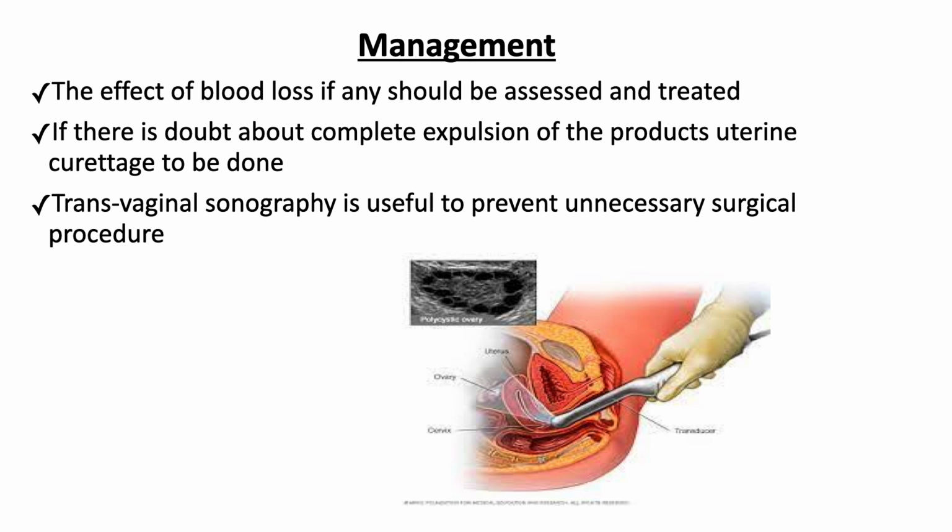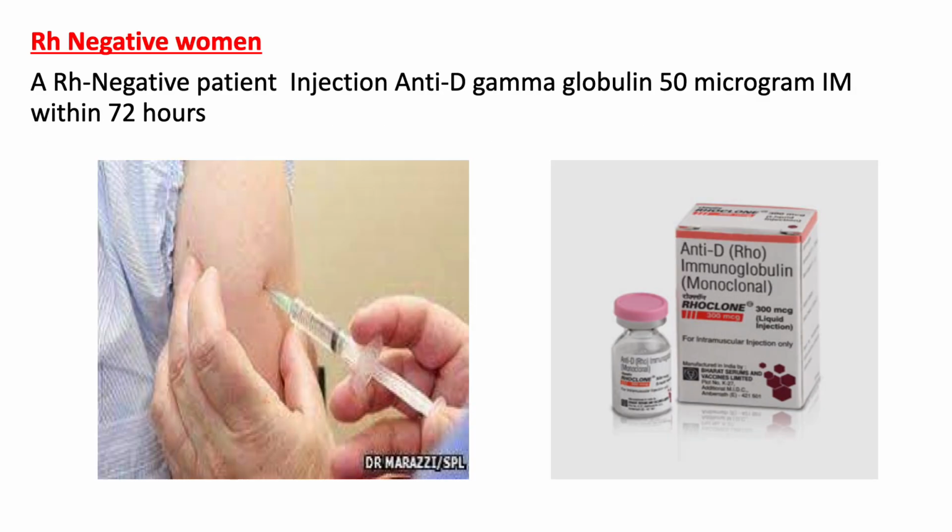So in order to avoid unnecessarily doing uterine curettage, you had better go for a transvaginal scan and rule out whether it is really necessary to undergo the procedure. So that's the management of complete abortion. Just a note on Rh negative women. An Rh negative patient should receive an injection of anti-D gamma globulin 50 micrograms intramuscularly within 72 hours after the complete abortion. So that's in short about complete abortion.